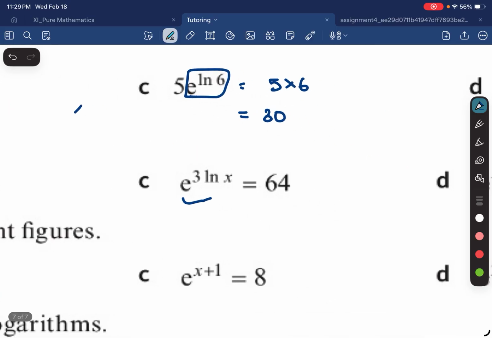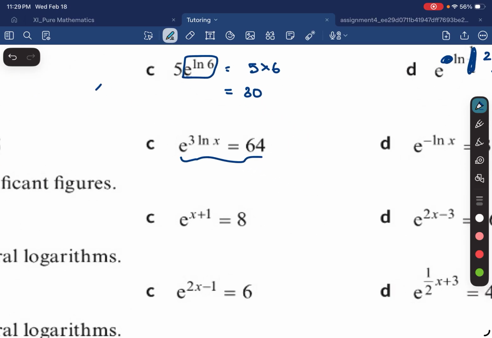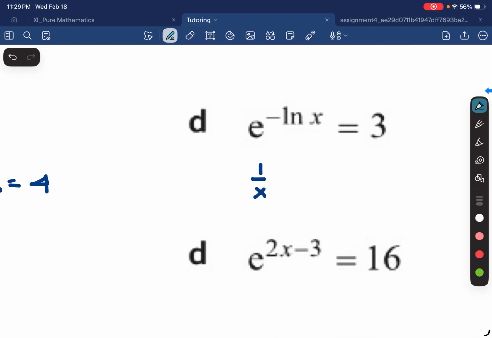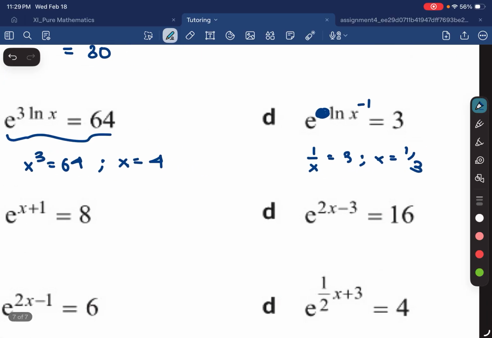So this one tells us that x cubed is equal to 64, and therefore x is equal to 4. And this one tells us that 1 over x is equal to 3, and therefore x is equal to 1 over 3, right? Because again, the negative sign, we can just put it as the power of x. So I get x to the power negative 1 is equal to 3, which means 1 over x is equal to 3. That means x is equal to 1 over 3.